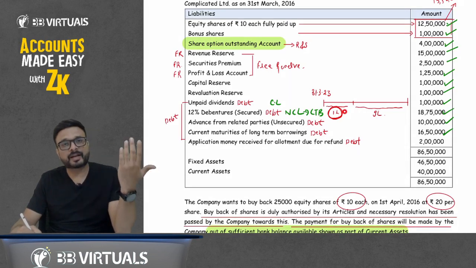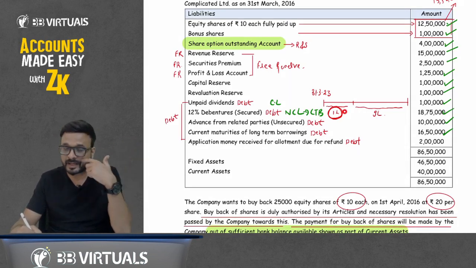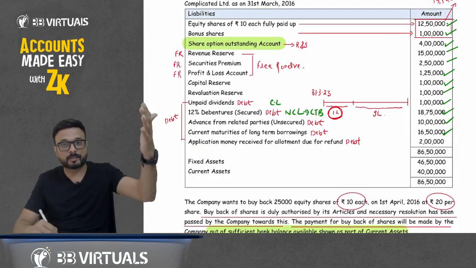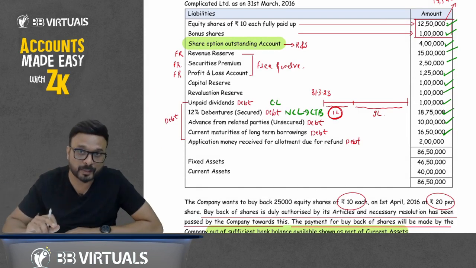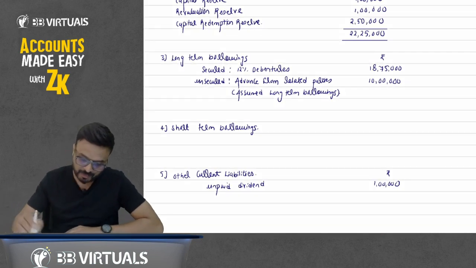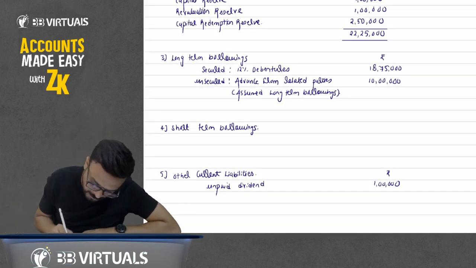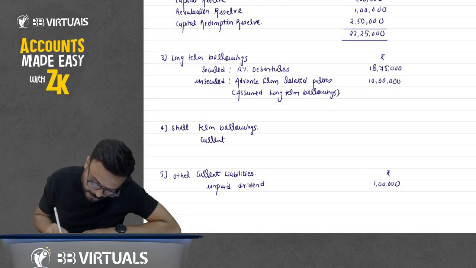So it will not be reflected under long term borrowing as per Schedule 3 under the Companies Act. If it is the current maturity of long term borrowing, it means we are liable to pay within a year. That will be reflected under short term borrowing. So write down here current maturity of long term borrowing.